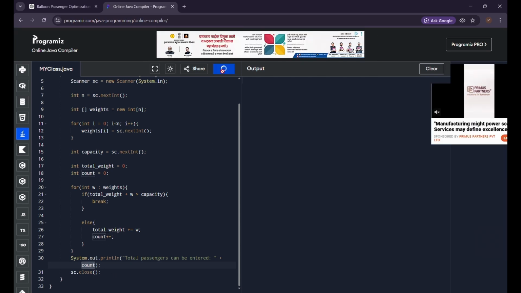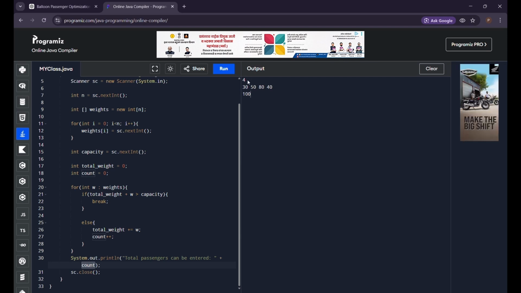So let me run this code and check whether it works properly or not. I will give 4 people with weights 30, 50, 80 and 40. I will set the capacity to 100. We can add only 2 passengers in the first trip. Why? Because the first person's weight, yes, we can add. The second person's weight is 50, yes, we can add. Now the total weight is already 80.